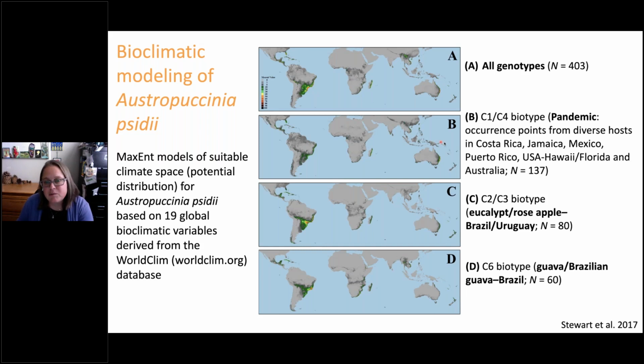And then when we start to look at these different panels, B shows what the climate space would be for the pandemic biotype, C is looking at the eucalypt rose apple biotype, and then D is looking at the guava biotype. And what you can see, if we just focus on Australia here, is that there starts to be differentiation in the suitable climate space for these different biotypes. And so it does appear that there is variation ecologically for these different biotypes.